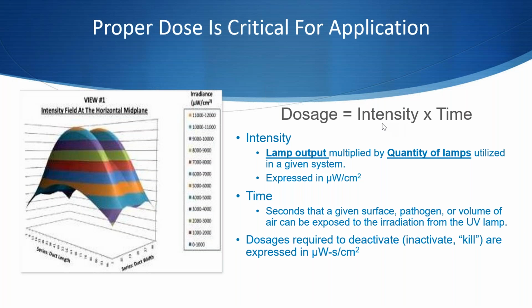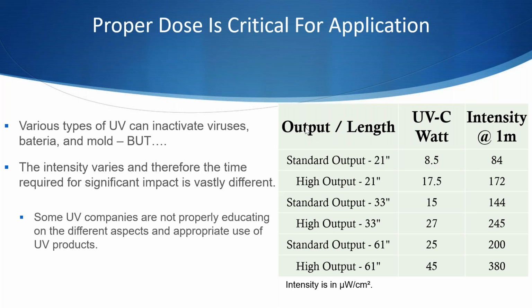Now you flip that, and if your time factor goes to 0.25 seconds as a volume of air is passing across the lamps, then your intensity is going to have to go way, way, way up. And so those lamps that were once selected to very effectively clean the face of a coil with a standard output of 84 microwatts per centimeter squared versus a high output lamp, which is more than double the intensity.